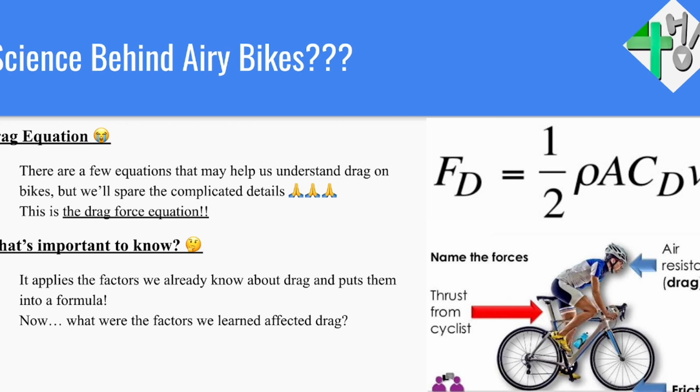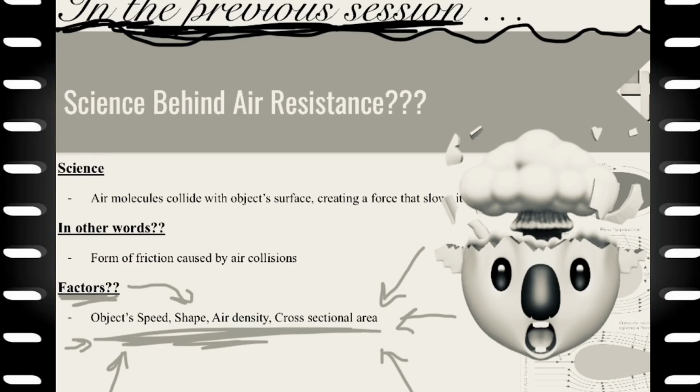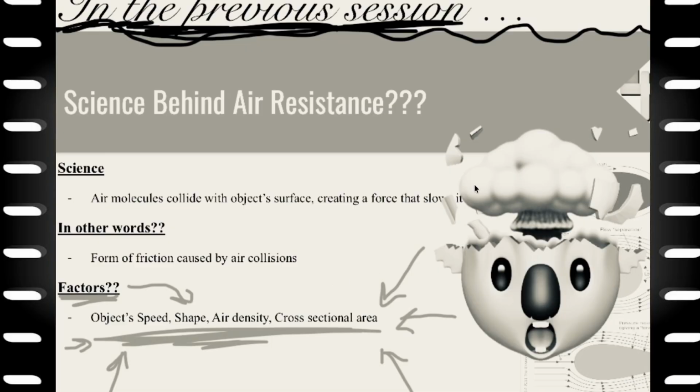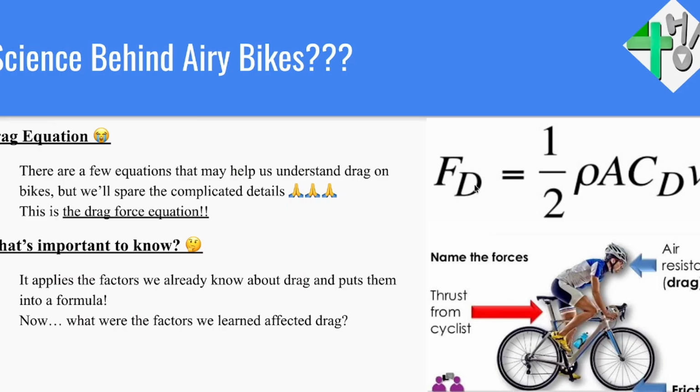So now, what were the factors that we learned affected drag specifically, you may ask? Let's go over that. In the previous session we've gone over the actual factors: object speed, shape, air density, and cross-sectional area are in fact the factors that affect the air resistance. That is crazy. It is a brain explosion right there, because you can see that a lot of the parameters in this equation are actually inputted by the factors, which is very, very awesome.